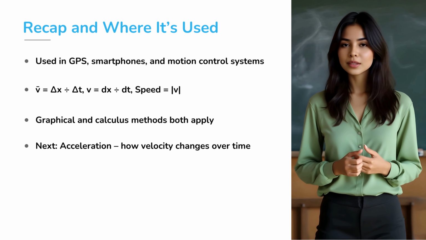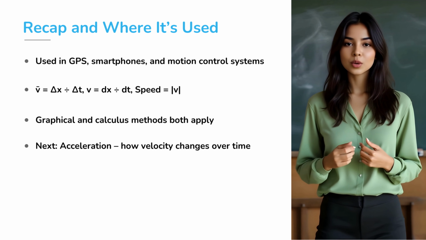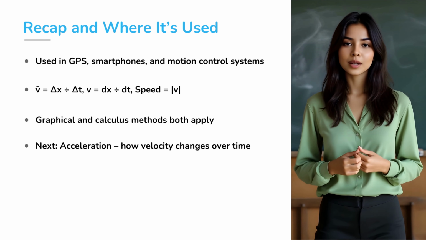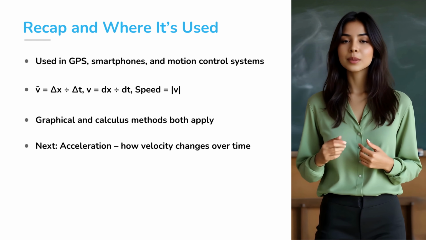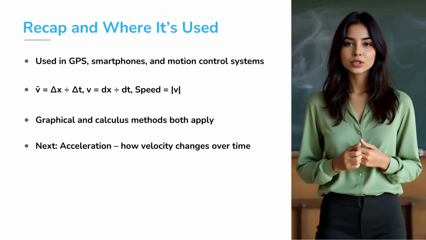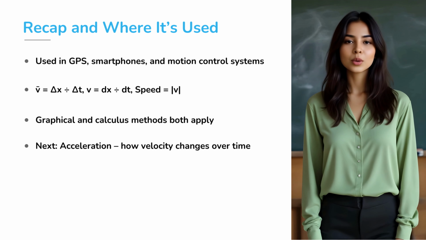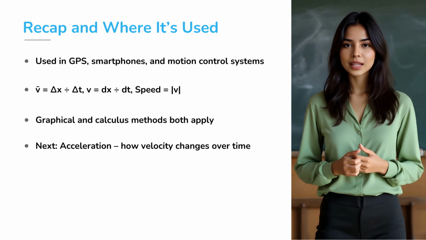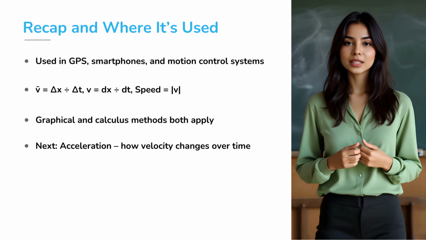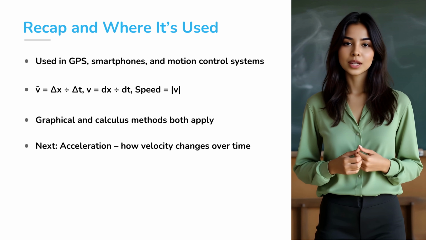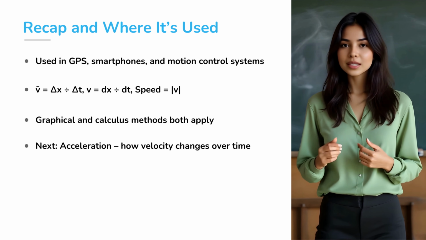We also learned you can find instantaneous velocity graphically as the slope of the tangent to a position-time graph, or numerically using calculus by differentiating the position function. These tools help us analyze motion precisely, whether we're looking at a falling object or a satellite in orbit. And next up, we'll tackle acceleration, the rate at which velocity itself changes. Get ready to understand how things speed up, slow down, and sometimes even reverse.